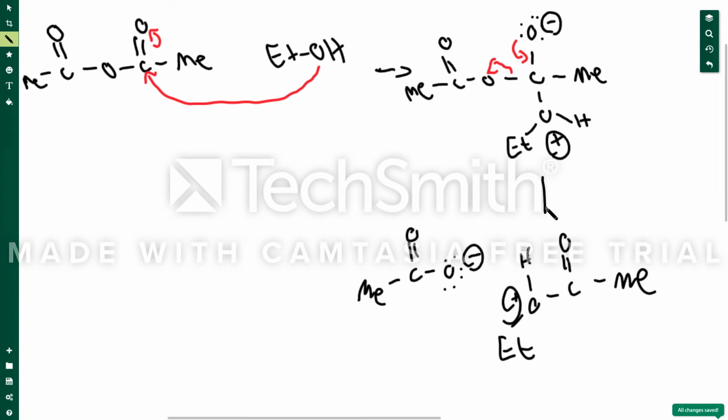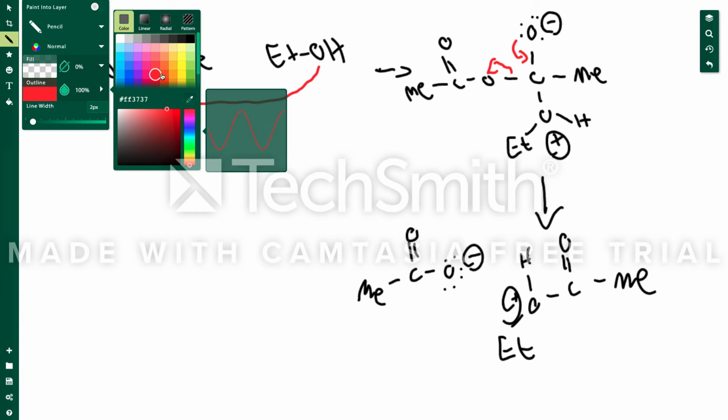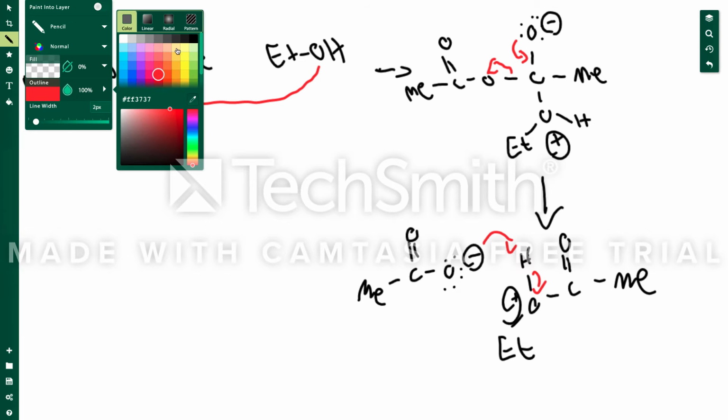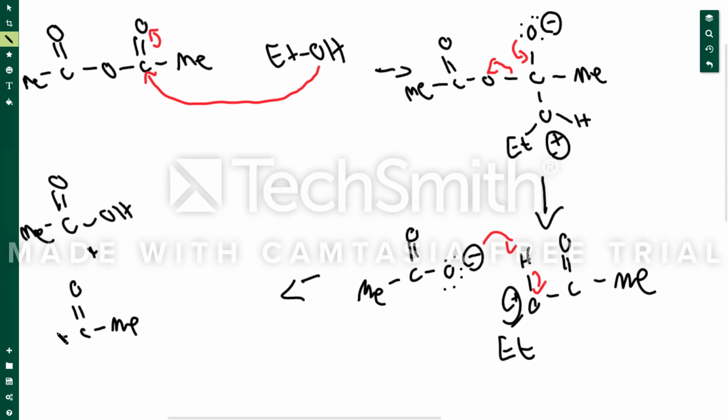Now we see here, this oxygen needs a hydrogen. This oxygen needs to get rid of its hydrogen. Perfect situation. They can just swap. They swap, and they do. They make two products. They make a carboxylic acid plus an ester.